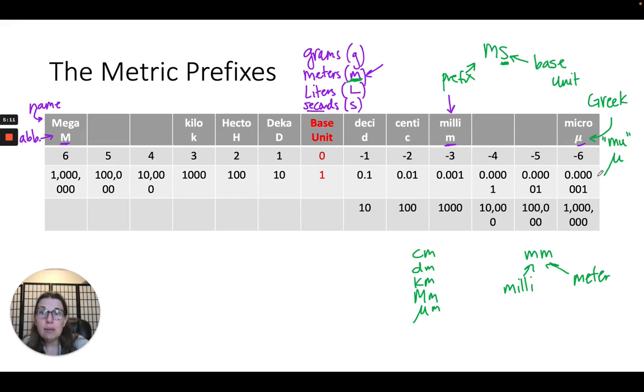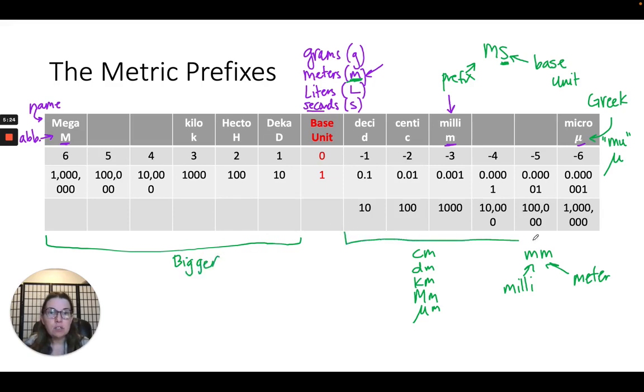Now let's look at the table as a whole. Over on this side, we're going to be dealing with bigger units. So these prefixes make it bigger. These prefixes over here are smaller. So a microgram is very, very tiny. And because these are smaller, I put the quantities as decimals. But I like to think of it of how many times smaller.